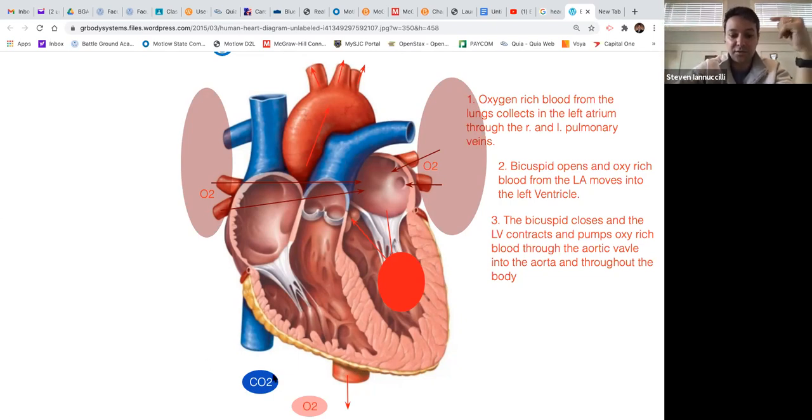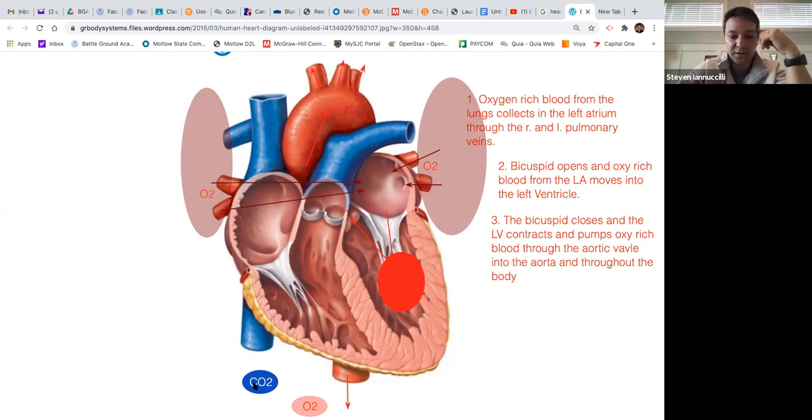So that CO2 that's on this taxi cab has to go back to the heart, and the heart has to pump it back to the lungs so that it can get exhaled through your mouth. And then once it's exhaled, it can then pick up another oxygen and do this whole thing over again.